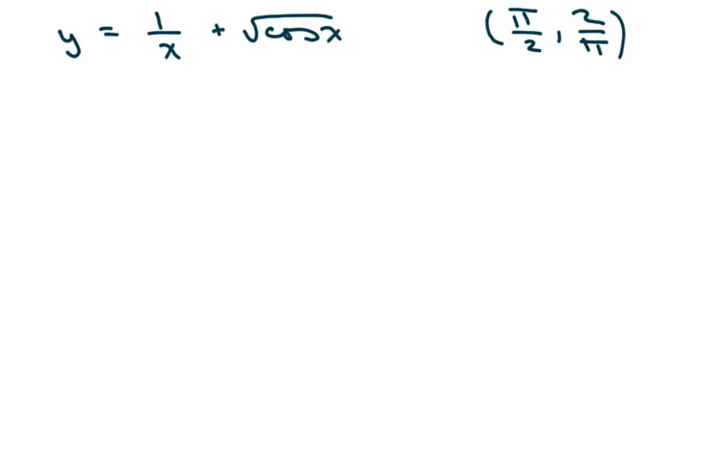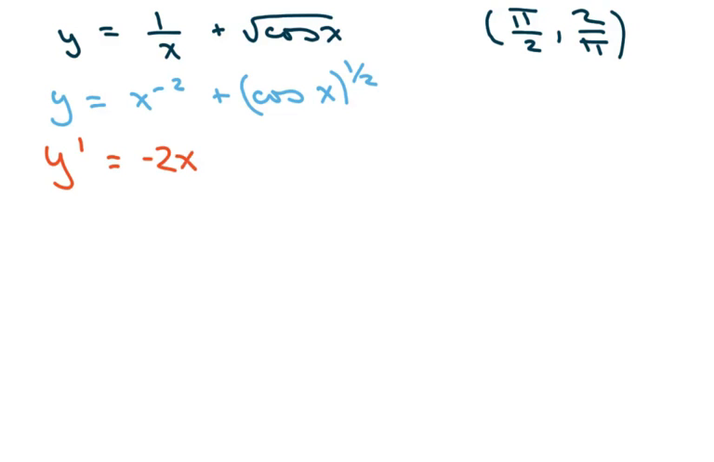And the next one is this one. So I'm going to go ahead and rewrite this a little bit. This is x to the negative 1, and this one's going to be cosine of x to the 1/2. Alright, now let's take the derivative. So you get negative 2x. Oh, this wasn't negative 2, this was just negative 1.